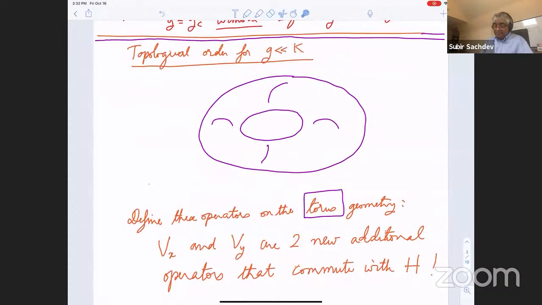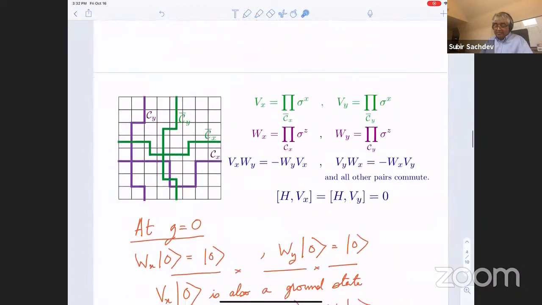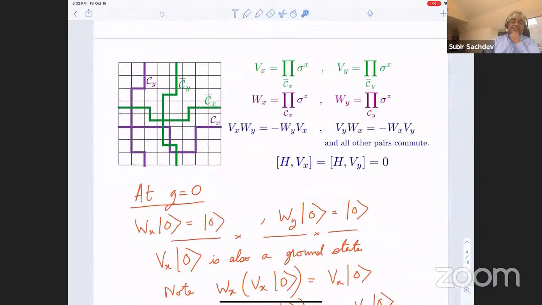I'm going to call them Vx and Vy, and here's what they are. Here's a picture. Now imagine that this square here is a torus. I made this picture at a time when I was still using the Pauli matrices, so excuse me, I didn't update it. Sigma x is the x operator, sigma z is the z operator. So what is the V operator? Well, the V operator, like the G's, is a product of the x's, but not on all the links coming out of a site; it's a product of x's on a line of links.